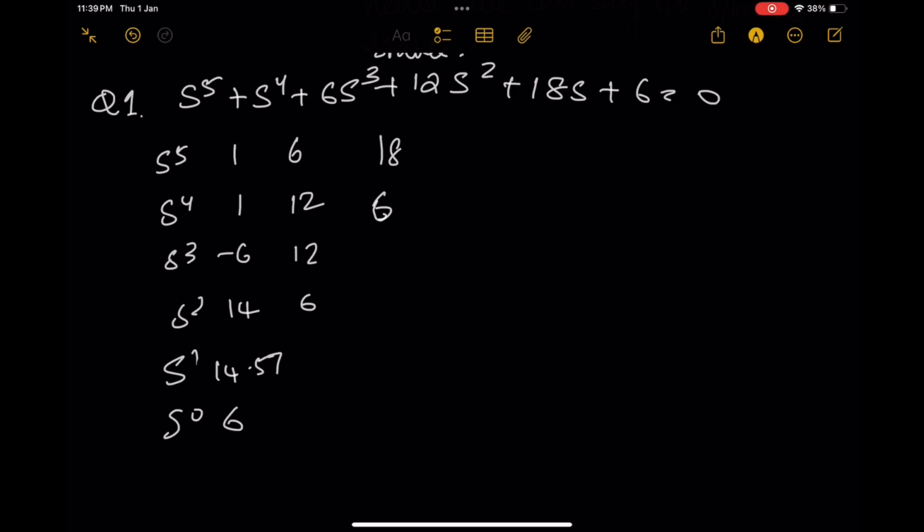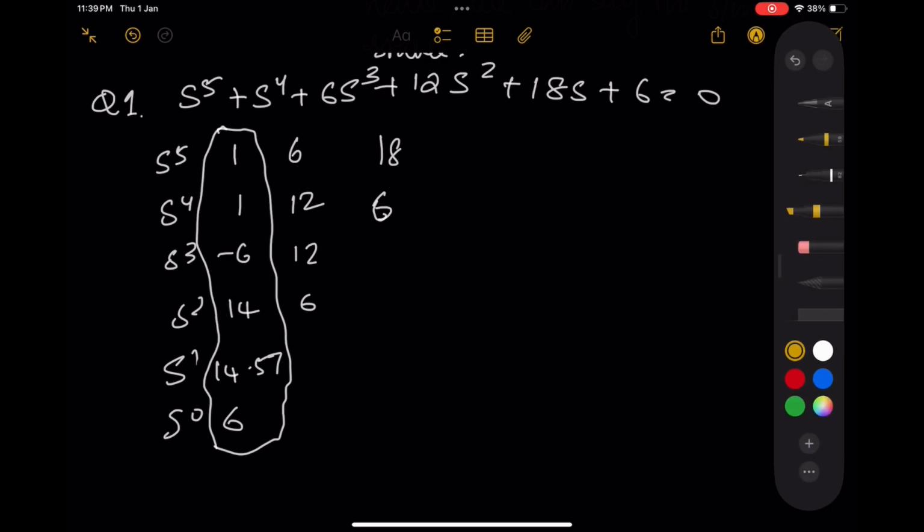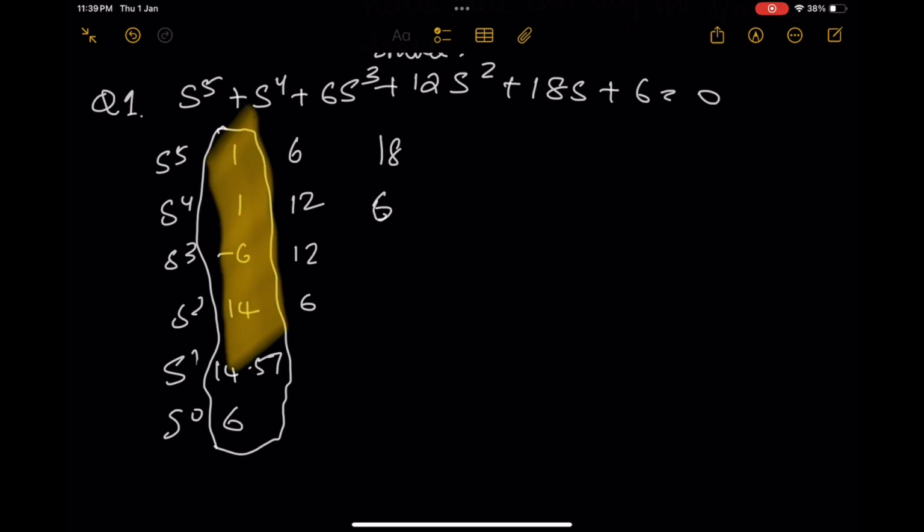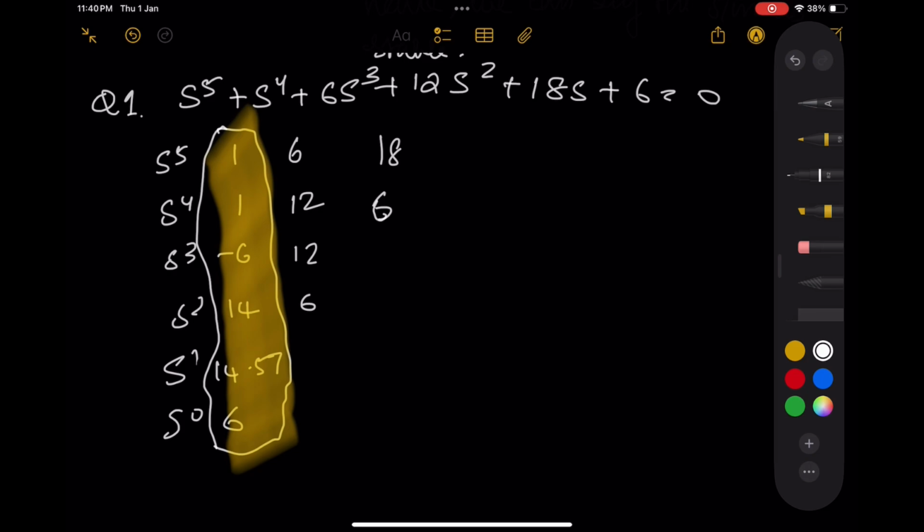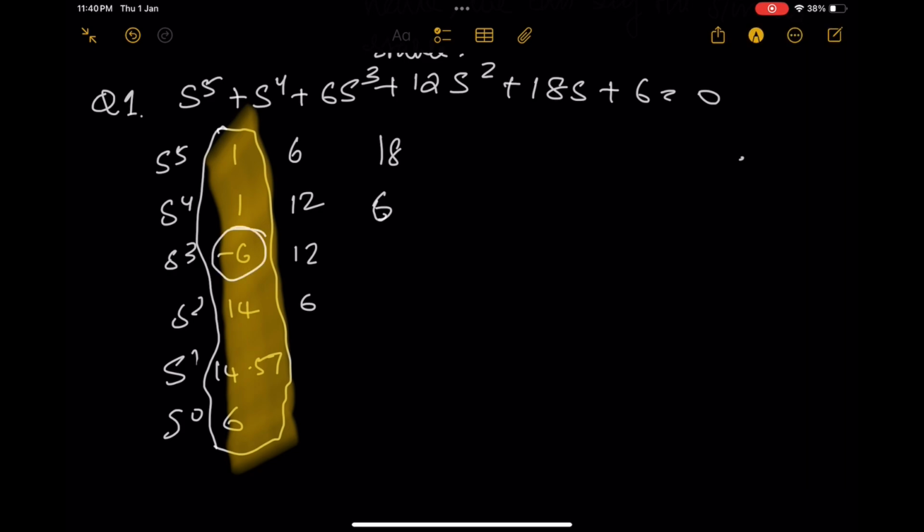Now let's check the criterion for stability. I'm considering the first column, checking whether all the elements of the first column are positive or not. Here we see that all the elements are not positive. There is a negative term, that is minus 6. Hence, we can say the system is not stable. That means all the roots are not on the left half of the S-plane.